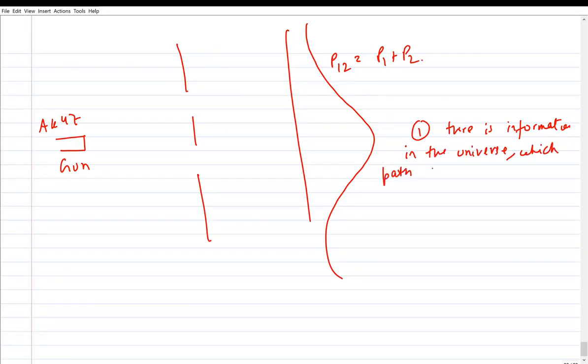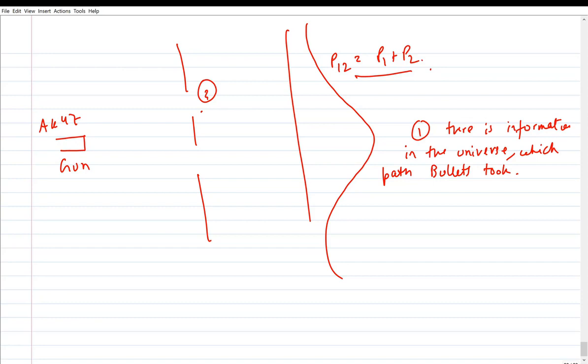Which path the bullets took. You know, the bullets might pass through one of the slits and it might heat up the air molecules somewhere here. It might raise the temperature over here. So we sort of know which path the bullet has taken. And once we make the paths of the bullets distinguishable, the probabilities add up.